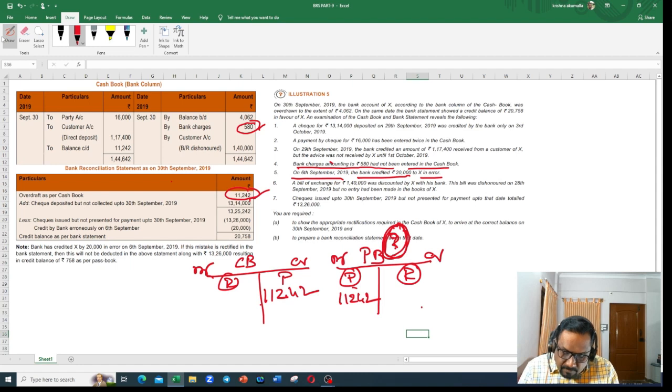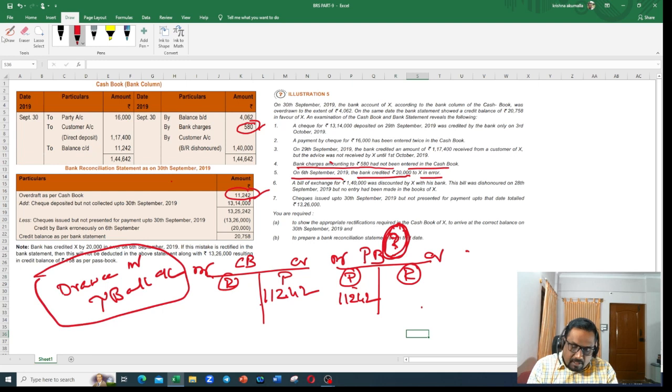A bill of exchange 1,40,000 was discounted by bank with his bank. The bill was dishonored on 28 September 2019, but no entry had been made in the books of accounts. I already explained the entry. What entry I explained? Raw E account debit to bank account. This is the entry I told you. And this entry is already posted here to the extent of 1,40,000, right? So this is already adjusted in the cash book. Since it is already adjusted in the cash book, it is not going to be part of my reconciliation.